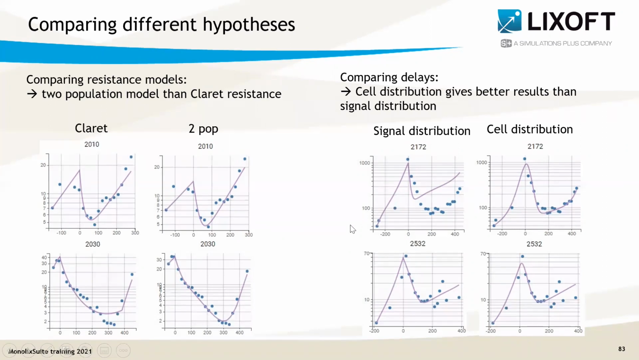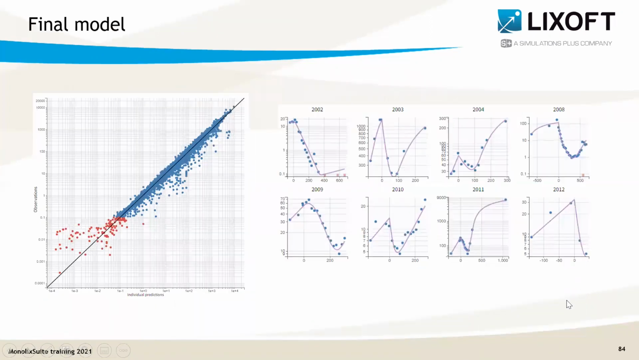And finally, I added a delay in the treatment effect with one of the two options. Comparing the diagnostic plots and the log likelihood information, I found that the cell distribution model allowed to better capture the inhibition for some of the individual profiles. So in the end, the final model that I built stepwise produced this diagnostic plot, which shows that the model captures the data well for most individuals.